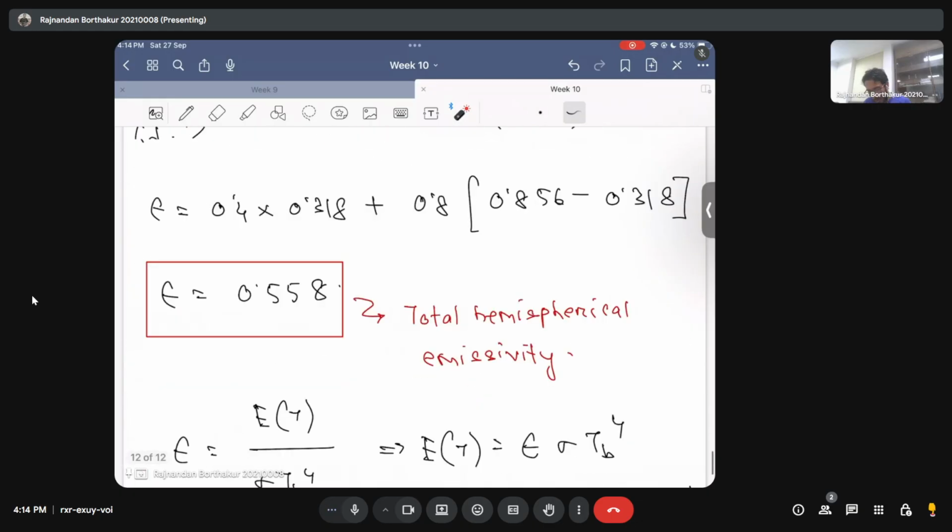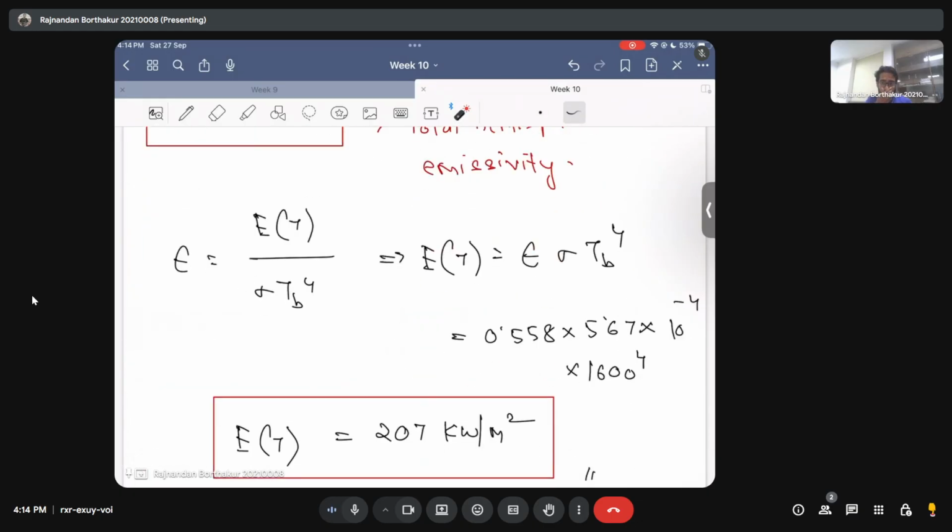Okay, and then after calculating the total emissivity of the real surface, we calculate the total emissive power of the real surface by just multiplying with the emissive power of the black body, which is just sigma times T_B raised to the power 4. Okay, I believe this is clear up to this point.